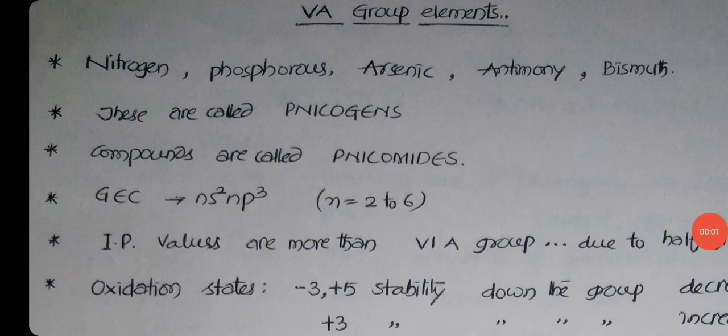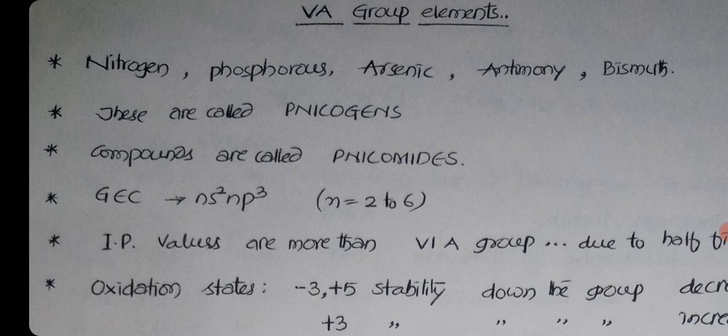Hello, in this session we'll go with group 15 elements. Fifth A group elements are also called pnictogens. Their compounds cause suffocation, that's why they are called pnictogens, and the compounds are called pnictides. Nitrogen, phosphorus, arsenic, antimony and bismuth.